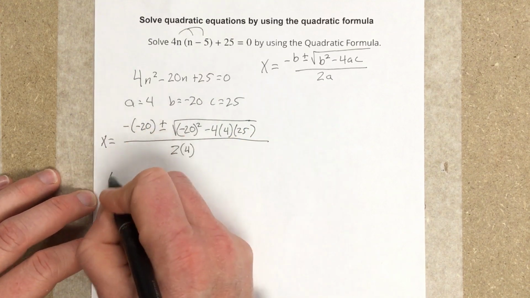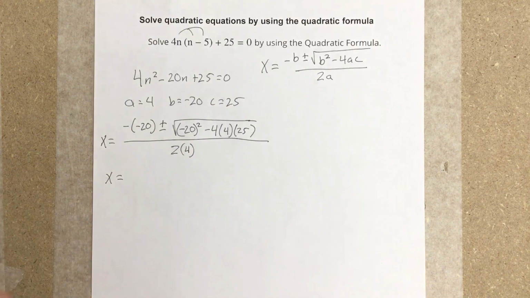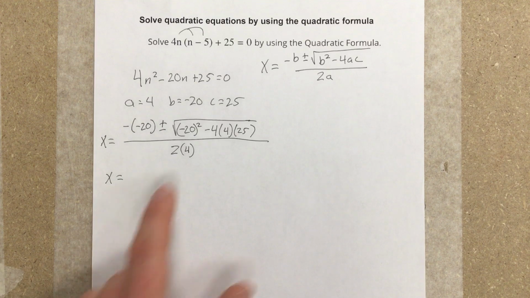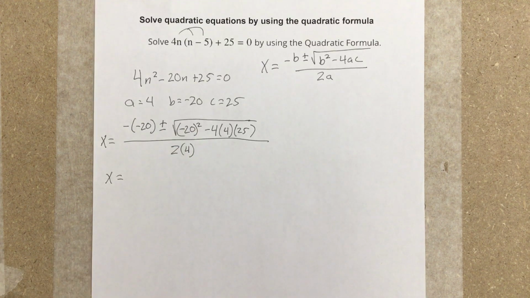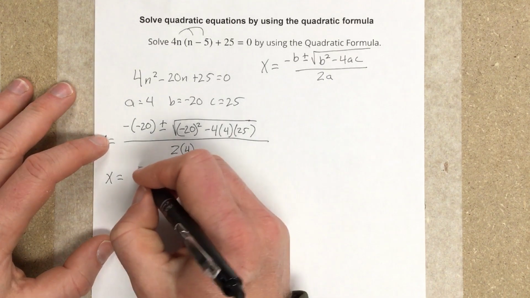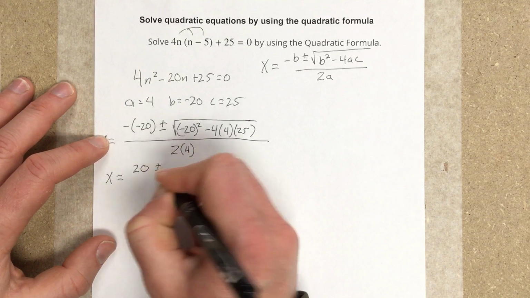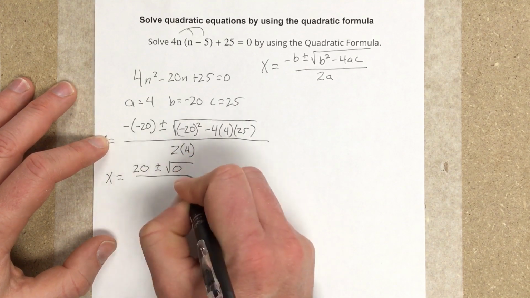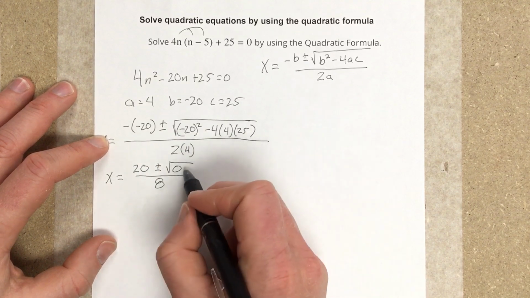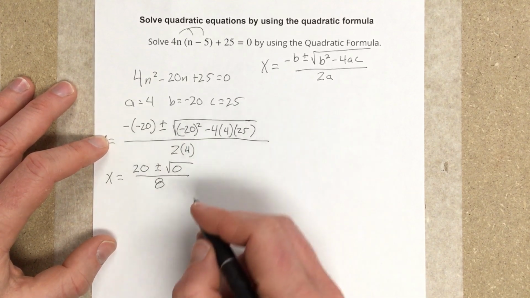Remember, that's x equals. If I do the inside there, I get 400, because negative 20 squared is 400, minus 4 times 25. So I get 0 in there. I get positive 20 plus or minus root of 0 over 8. So this is where our discriminant's given us 0. We're going to get one solution here.